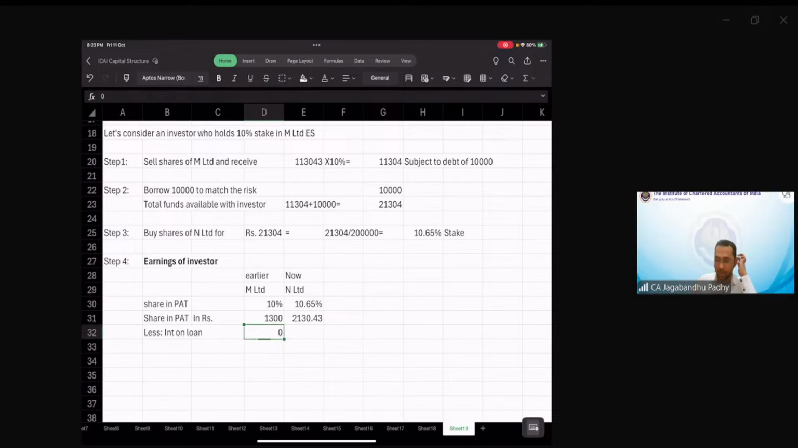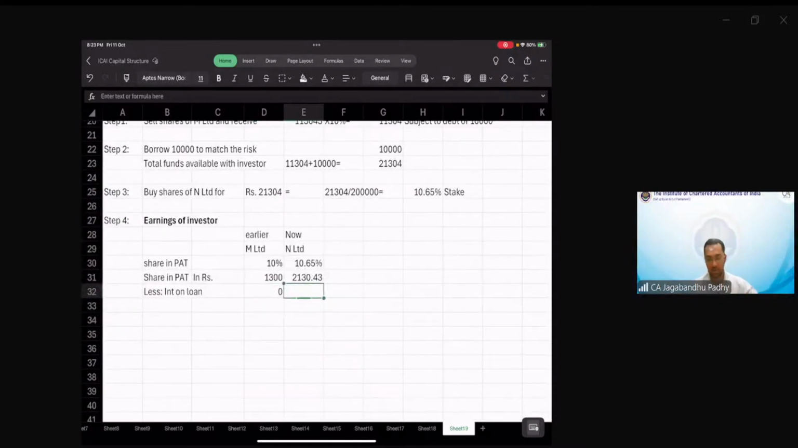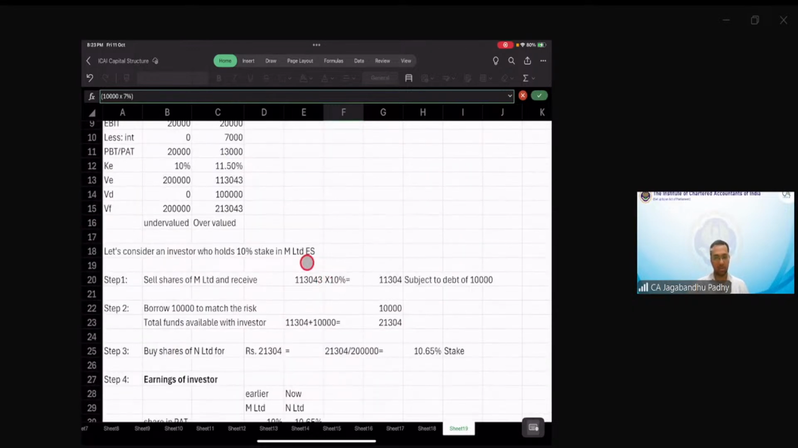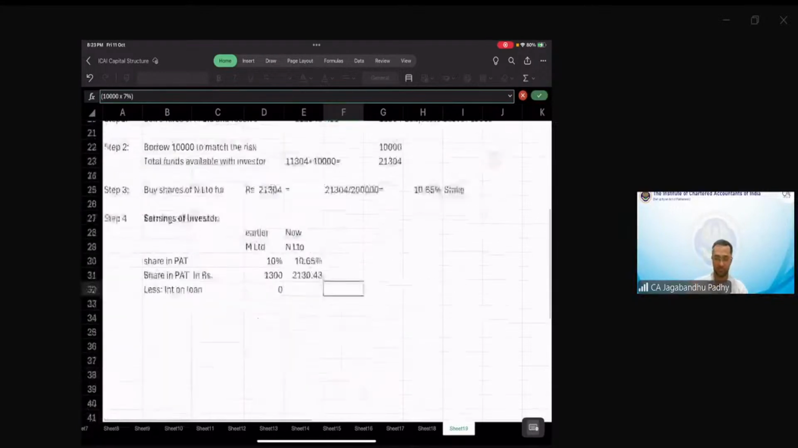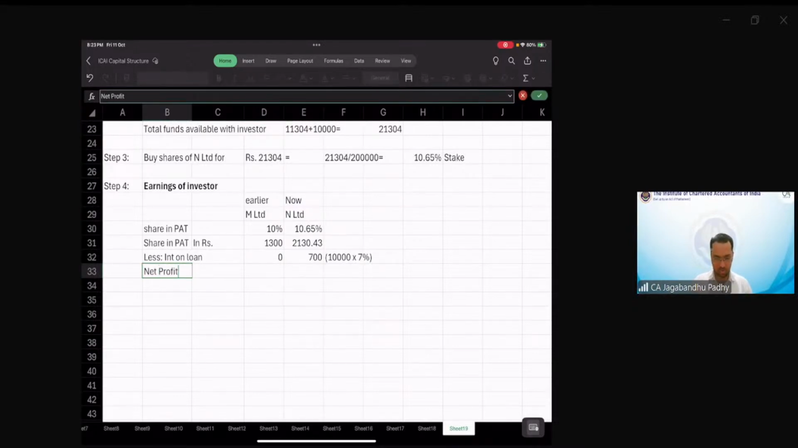In this case, when I was earlier an investor in M, I was not supposed to pay any interest, because the interest portion was taken care of by the company. But when I'm invested in N, I am going to pay some amount of interest, and that interest is simply on the 10,000 loan that we took at the same rate as the company was taking. The rate of interest is mentioned to be 7%. So essentially we are paying 700 as interest.